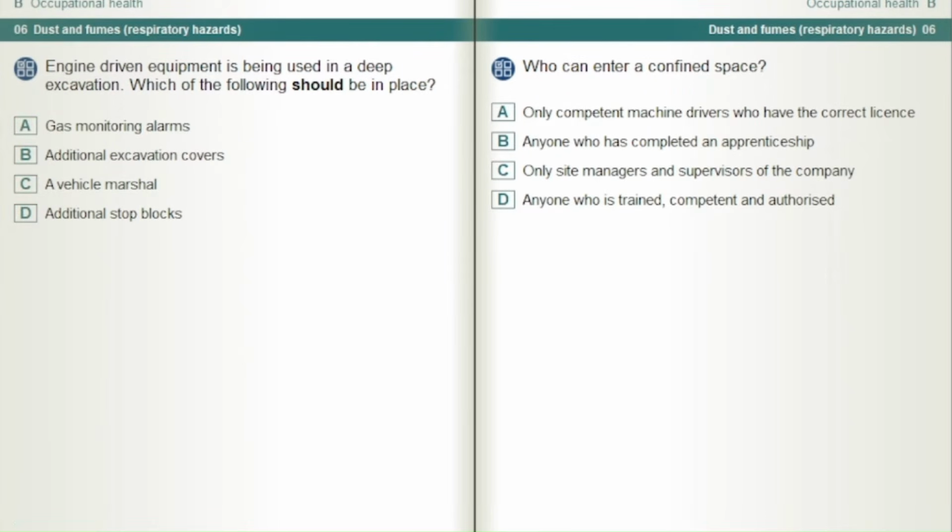Who can enter a confined space? Only competent machine drivers who have the correct license. Anyone who has completed an apprenticeship. Only site managers and supervisors of the company. Anyone who is trained, competent and authorized.